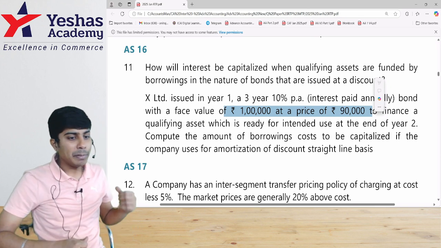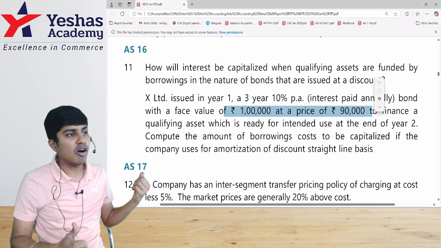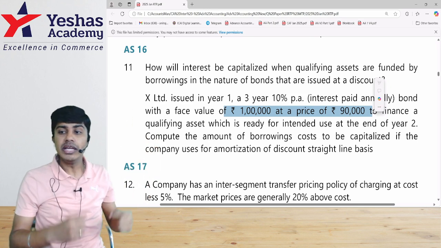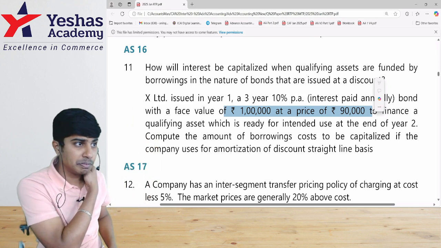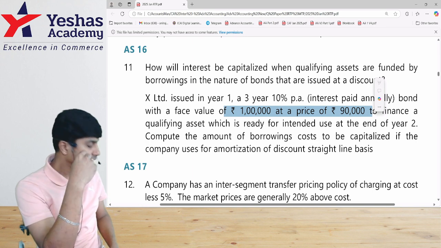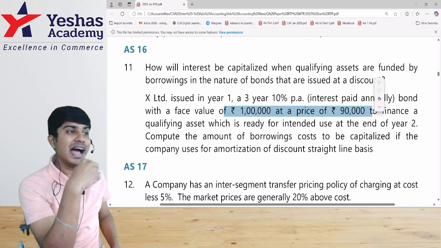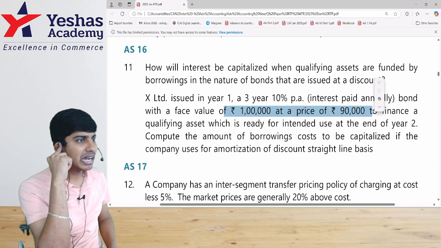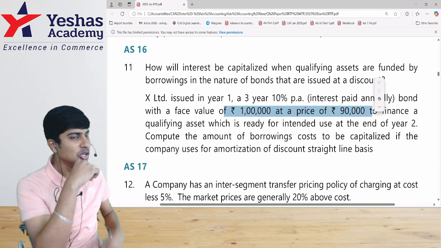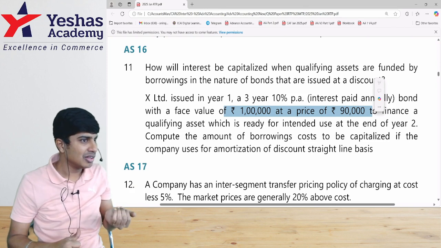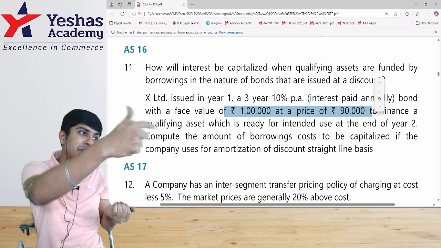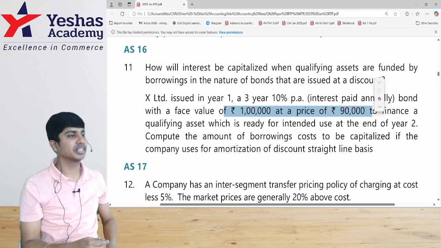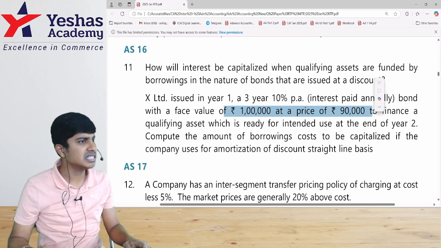Why do you do that? Maybe because you don't want to offer interest at a rate higher than 10%, and the person who's giving you the loan is expecting interest at a rate higher than 10%. So what do you do in that case? You offer that person, I can't give you interest more than 10%, but what I can do is I will give you 1 lakh rupees worth of bonds for 90,000. So you give me 90, and on return you will receive 90 plus 10, 1 lakh. So the 10,000 is actually compensation of interest. So the 10,000 should be treated as interest.